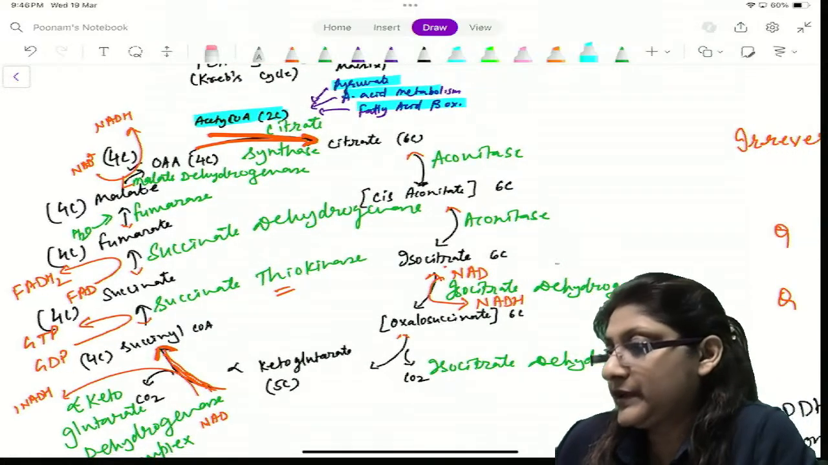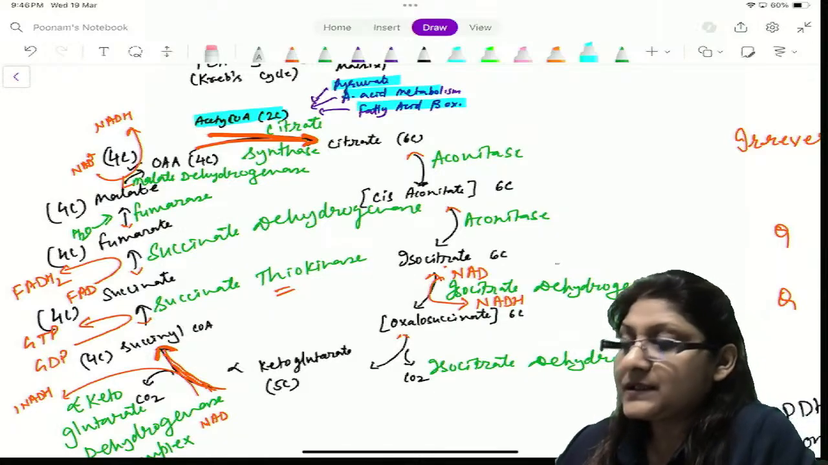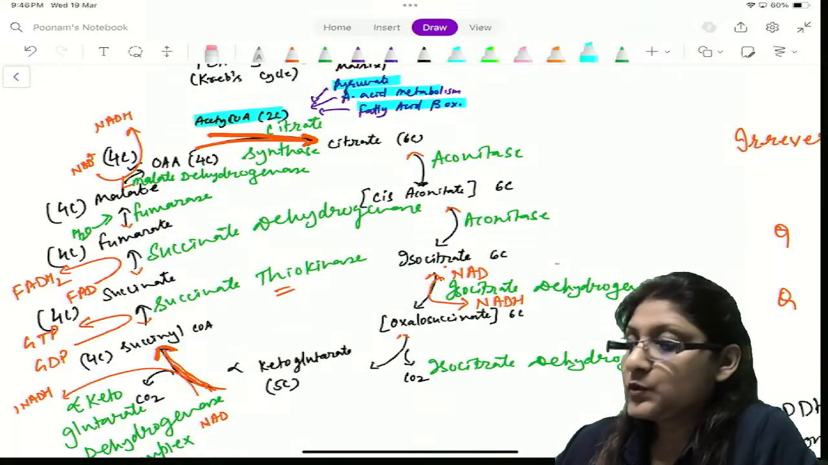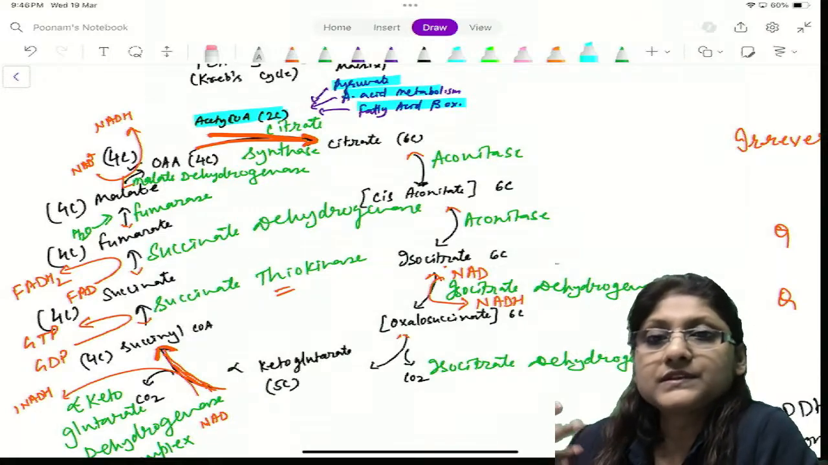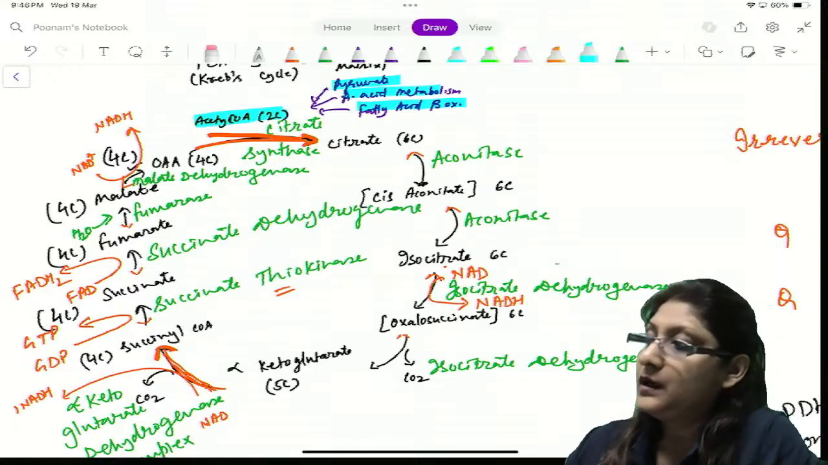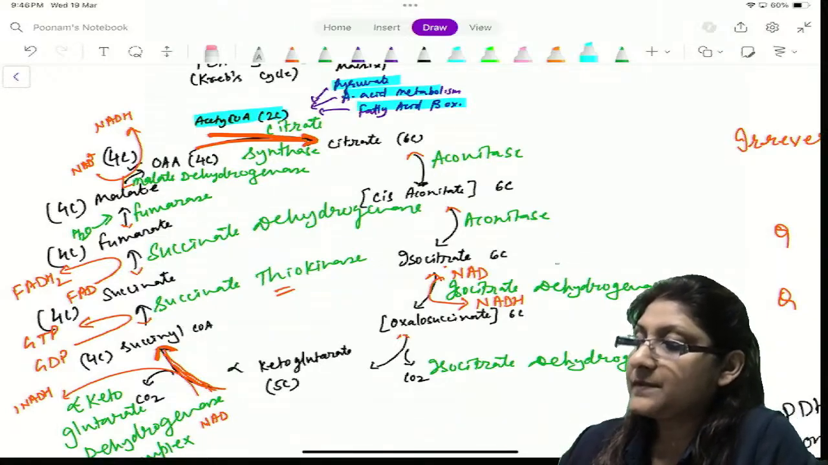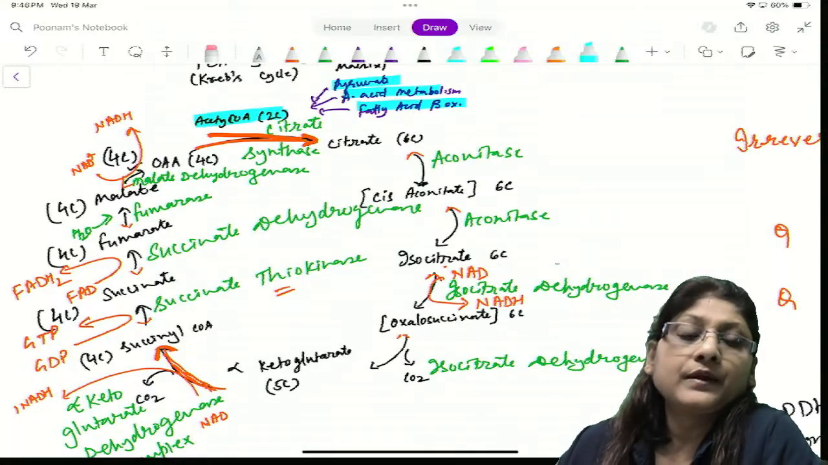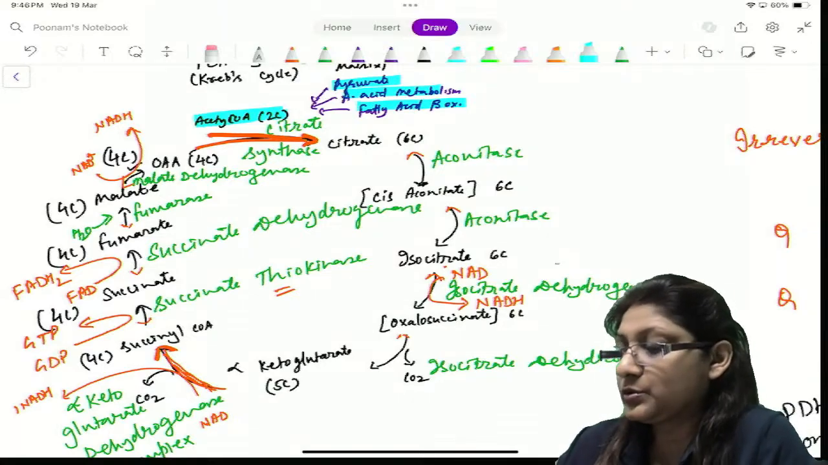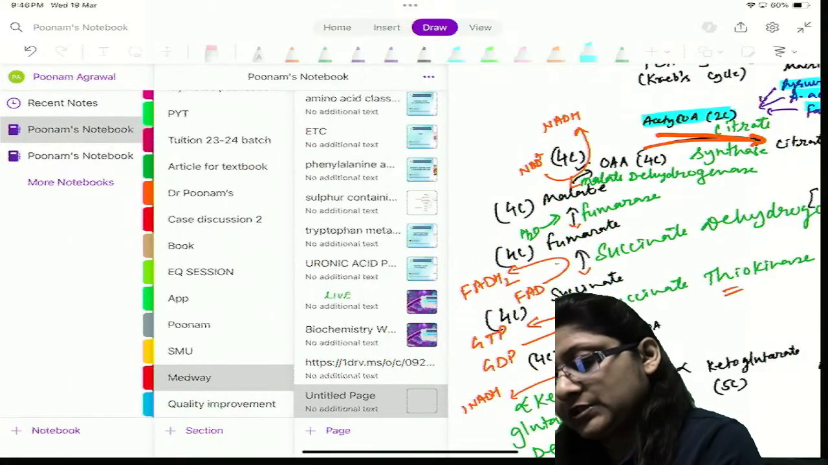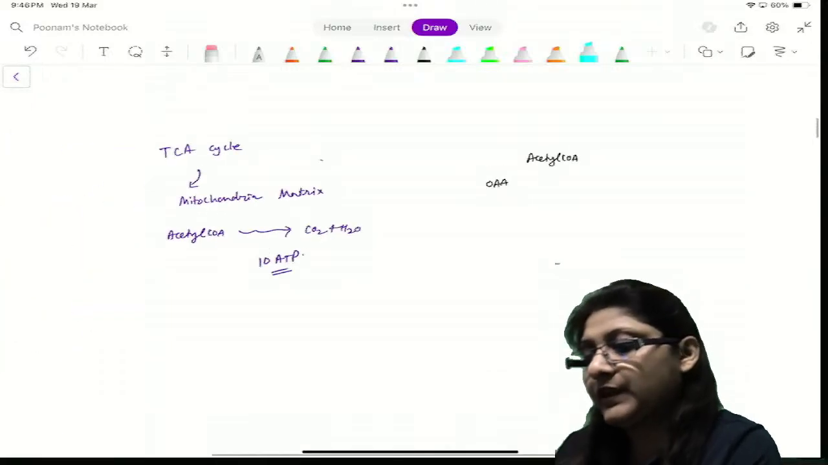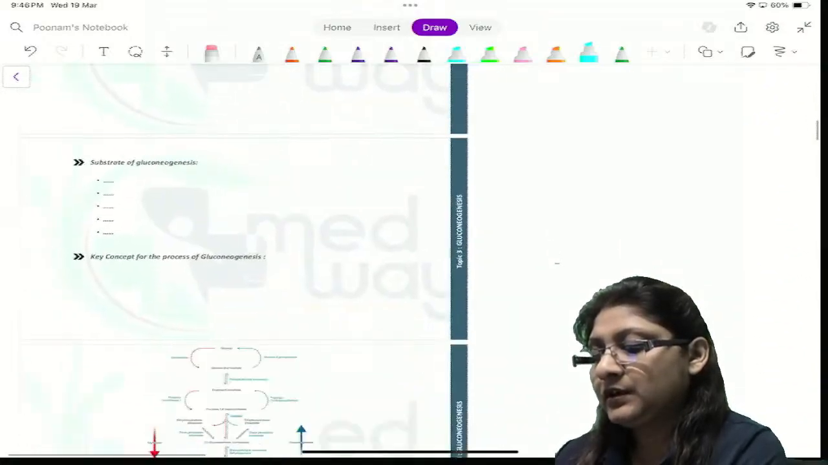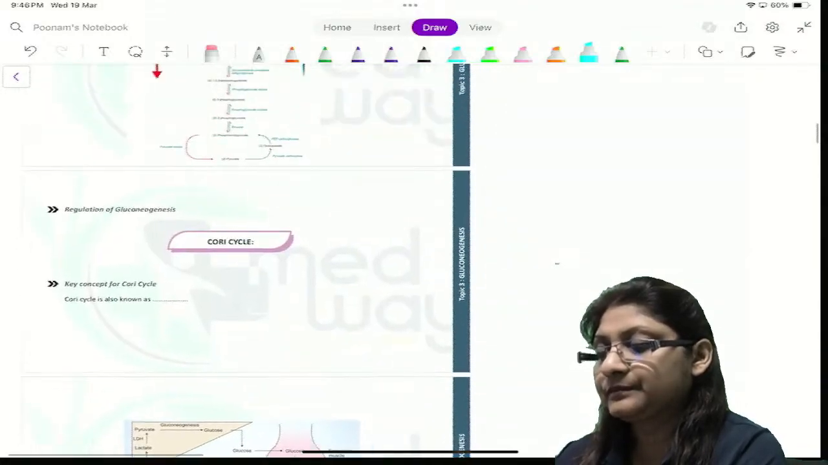Now, when we talk about the TCA cycle, there are many enzymes which have certain regulatory factors working for them. At times, those enzymes are getting activated, and at other times, those enzymes are getting inhibited. So we have certain enzymes in the TCA cycle which are under strict control of allosteric modifiers. And regarding that, I would like to show you one table which is talking about the various factors which are affecting the TCA cycle enzymes.